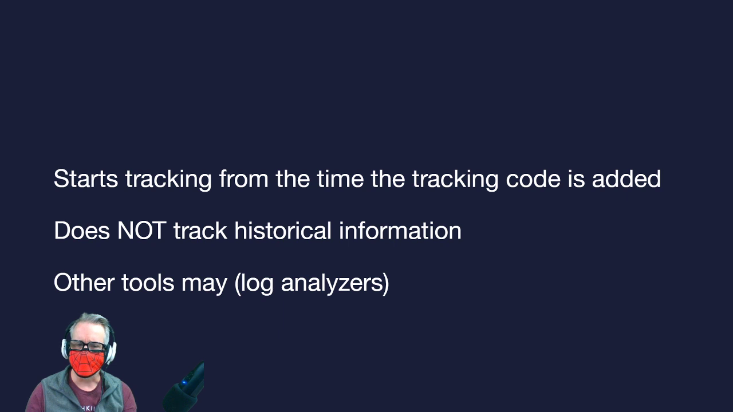It starts tracking from the time the tracking code is added. So once you put this JavaScript into that page, it gets tracked automatically by Google. It doesn't track historical information. Right? Other tools may, like Log Analyzer. So again, it doesn't track things like passwords and things like that.